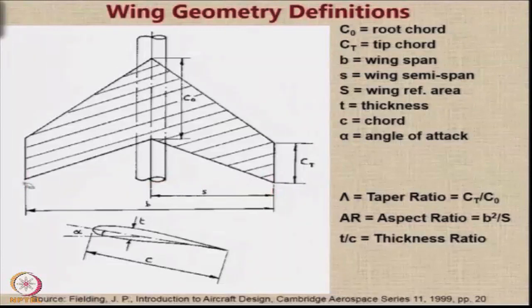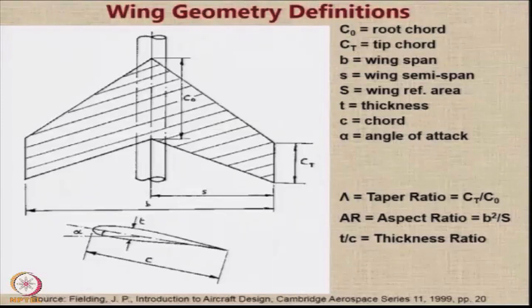Capital S is normally reserved as the parameter wing reference area, which is the area of the wing as viewed in the top view, including the part that is submerged inside the fuselage. So, the hashed area in this figure is the definition of wing reference area. It is a reference. So, as long as everyone understands what it stands for, there will be no confusion. So, it is important to remember the definition of the wing reference area.